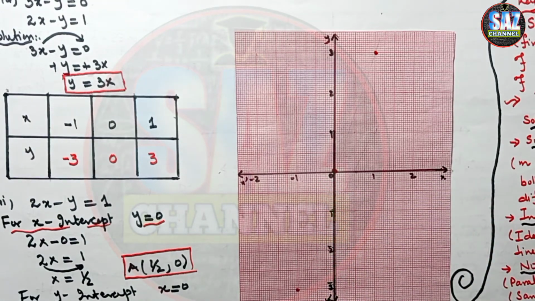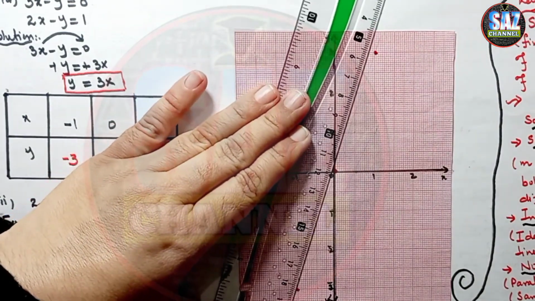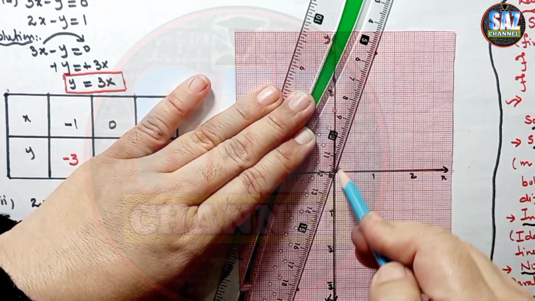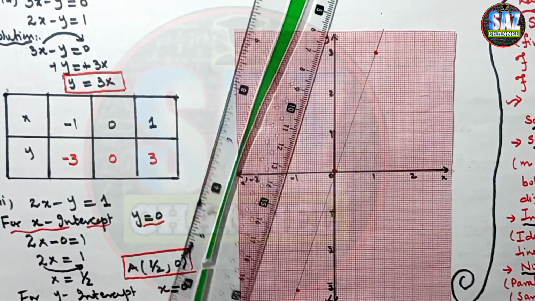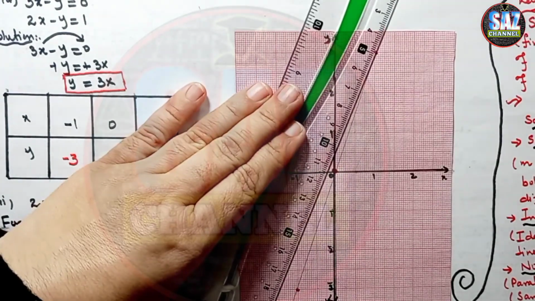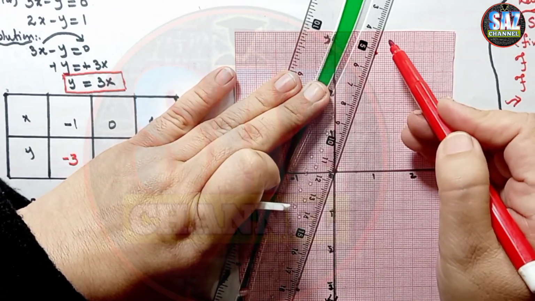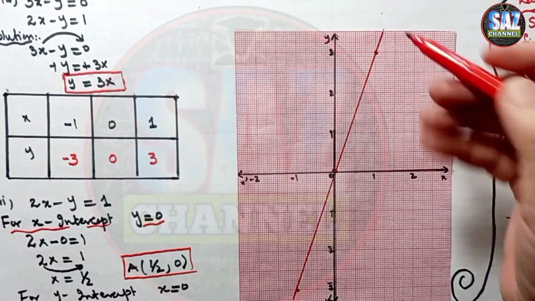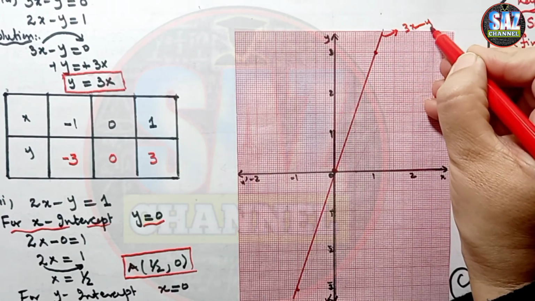Now I have to join these 3 points with the help of a line. First, let me draw the line with the help of a pencil and then I'll perfect this line. The line has to pass through these 3 points. Now, this is the line which is 3x minus y equals 0. Now, let me perfect this line. Let me make the line bold for you people. This will take this form, and I have to mark the line as well, that this is 3x minus y equals 0.